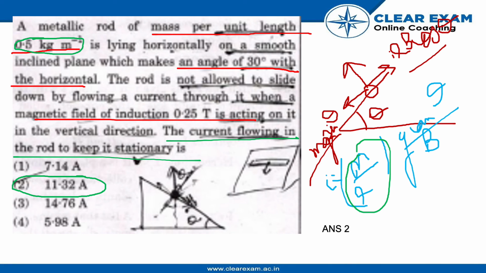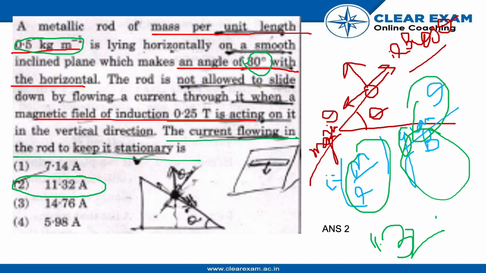So we know what m by L is, 0.5. We know what g is, 9.8. We know what tan theta is, tan 30, 1 by root 3, and we know what B is, that is 0.25. Now if you put all the values in this equation, the answer will come out to be 11.32 ampere. Thank you.